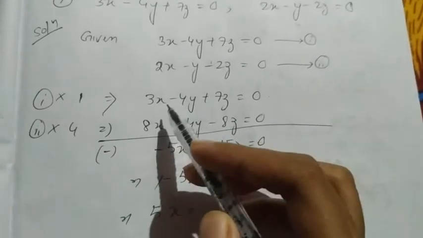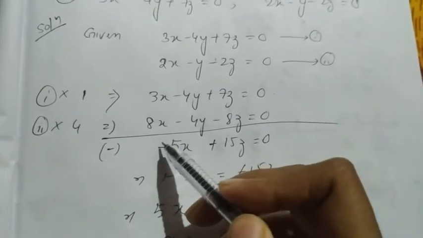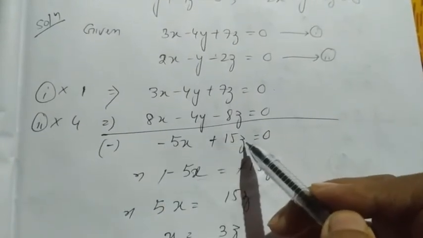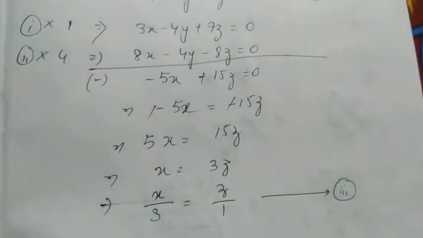So ultimately, if I subtract this, the y term gets cancelled out. Minus 5x plus 15z equals 0. So 5x equals 15z. So x equals 3z, meaning x by 3 equals z by 1.